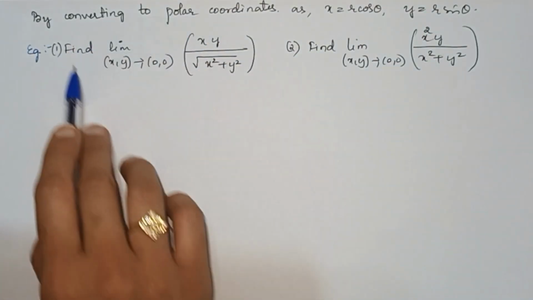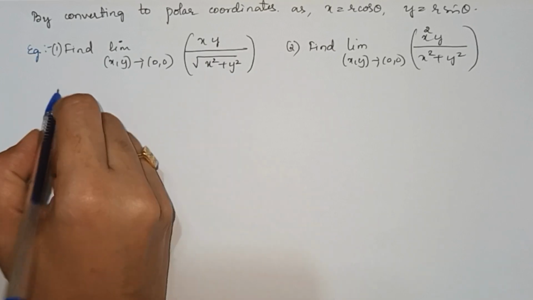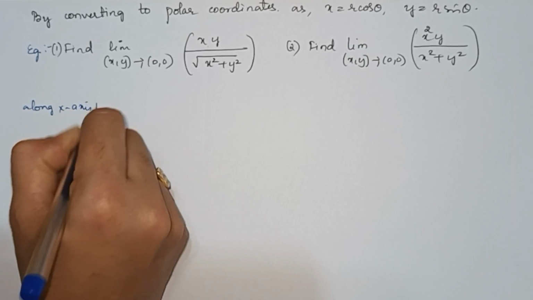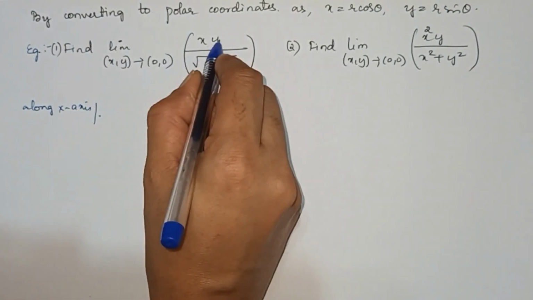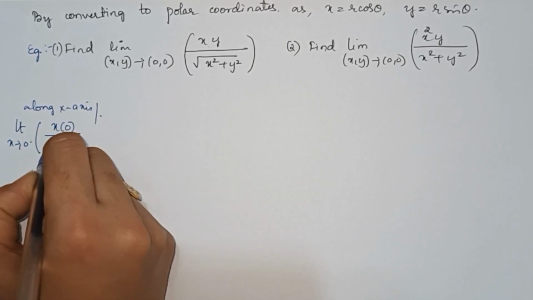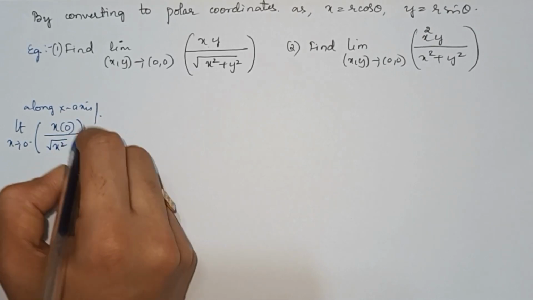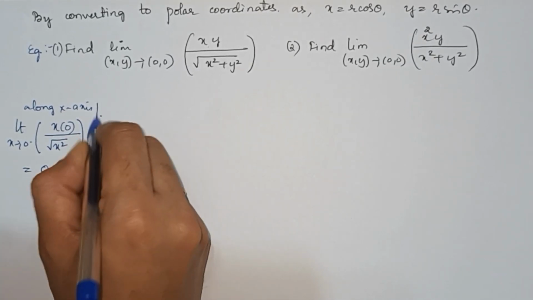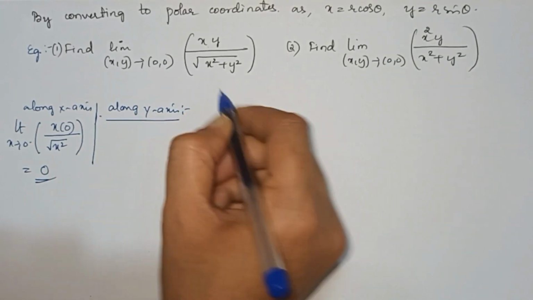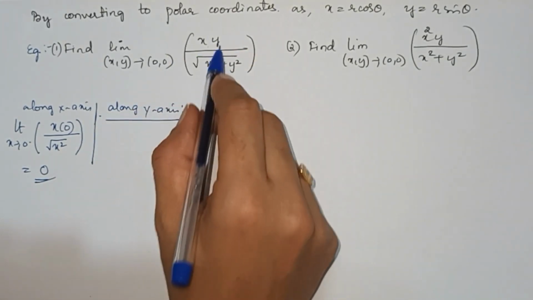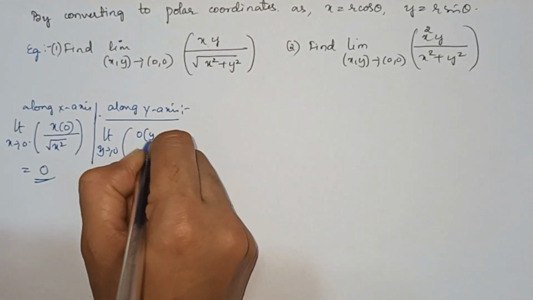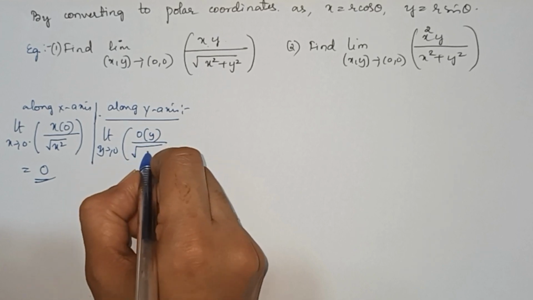See, for example, I will consider this function. When you go along the x-axis for this function, we will get y equal to 0. So limit as x tends to 0 of x into 0 divided by square root of x squared. You will get 0 by anything, it is 0. Along the y-axis, we have here x equal to 0. So limit as y tends to 0 of 0 into y divided by square root of y squared.